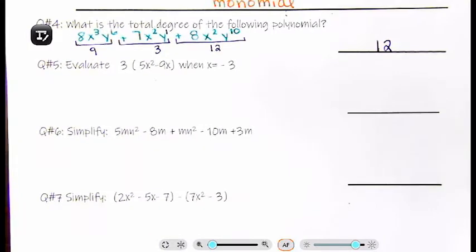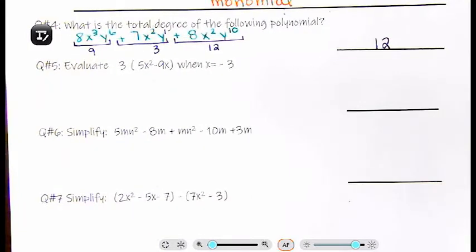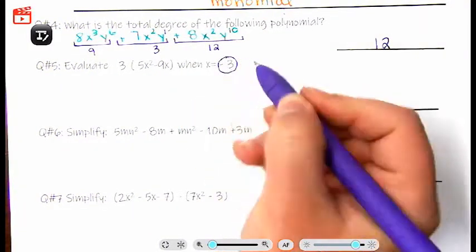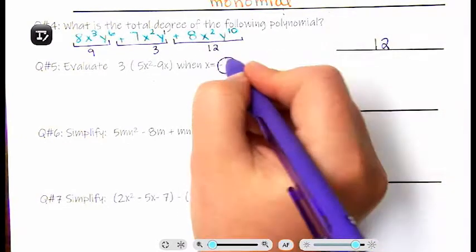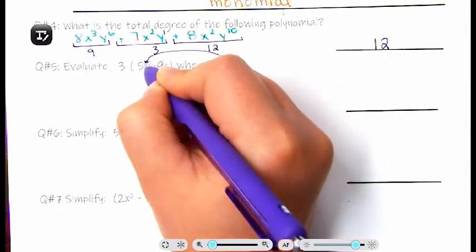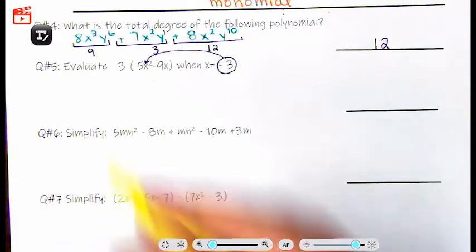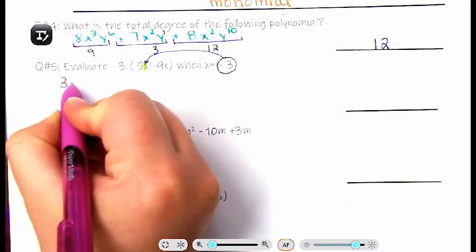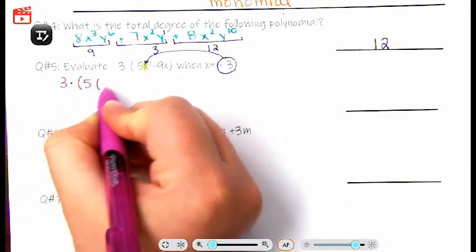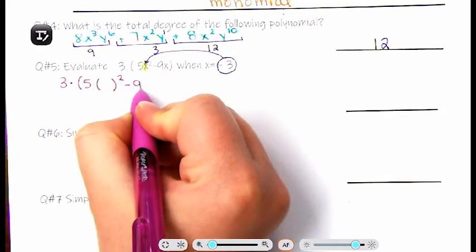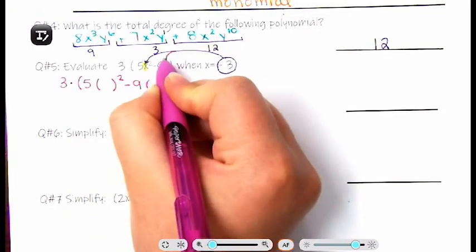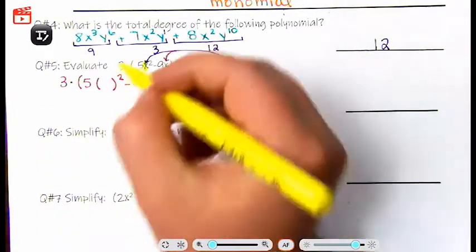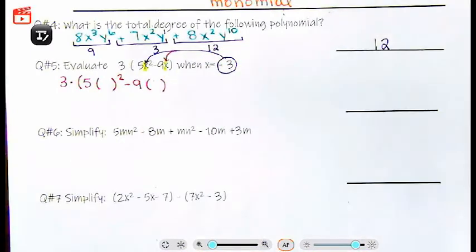Moving on to question number 5, evaluate. So when you see evaluate when x is equal to -3, you're substituting or plugging and chugging. So you're going to take that, you're going to substitute it into your x value or whatever variable they're using for the example. Copy down the question. I have 3 times 5. Now instead of your x value, there's 2 x's, I'm going to be replacing that with the value of -3.